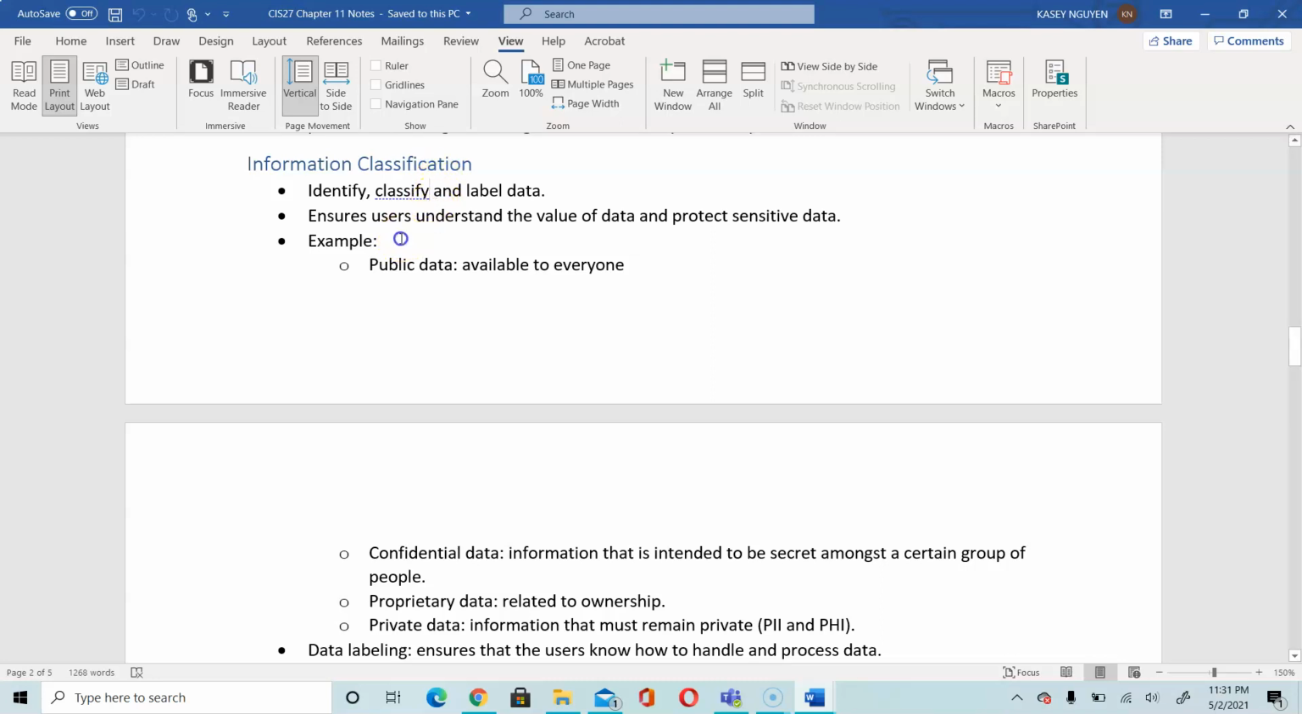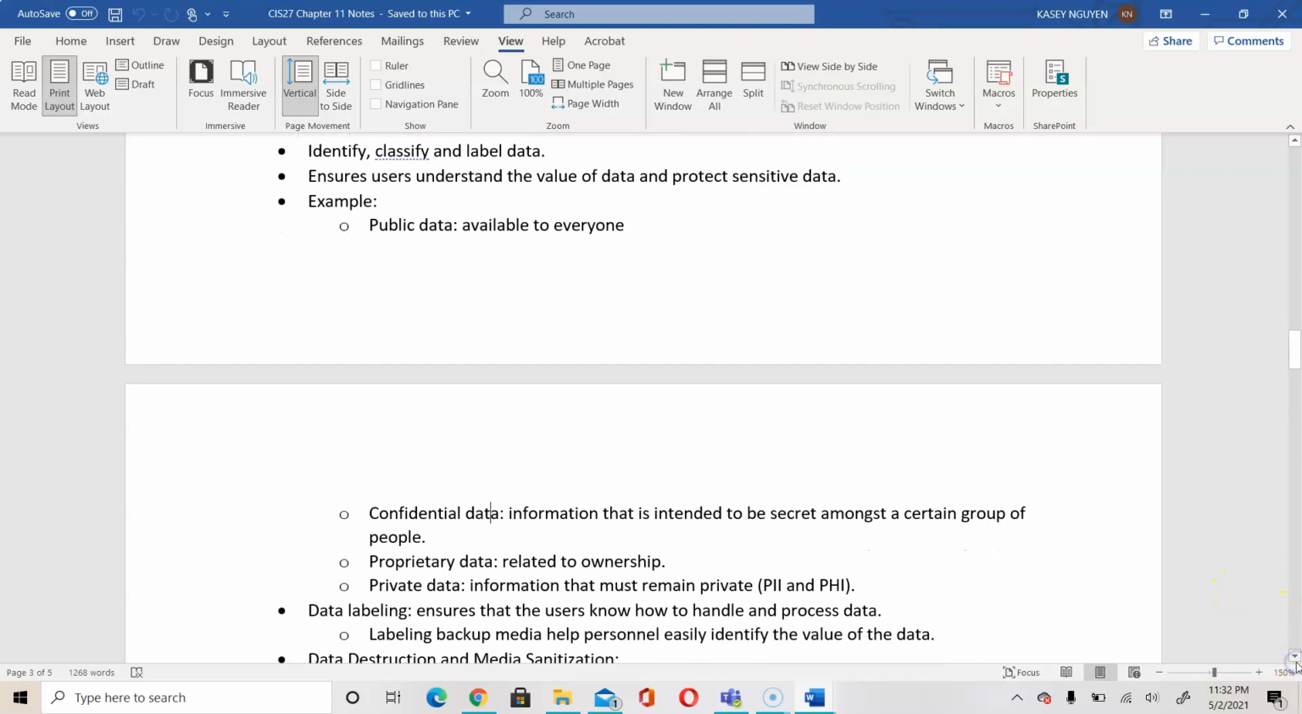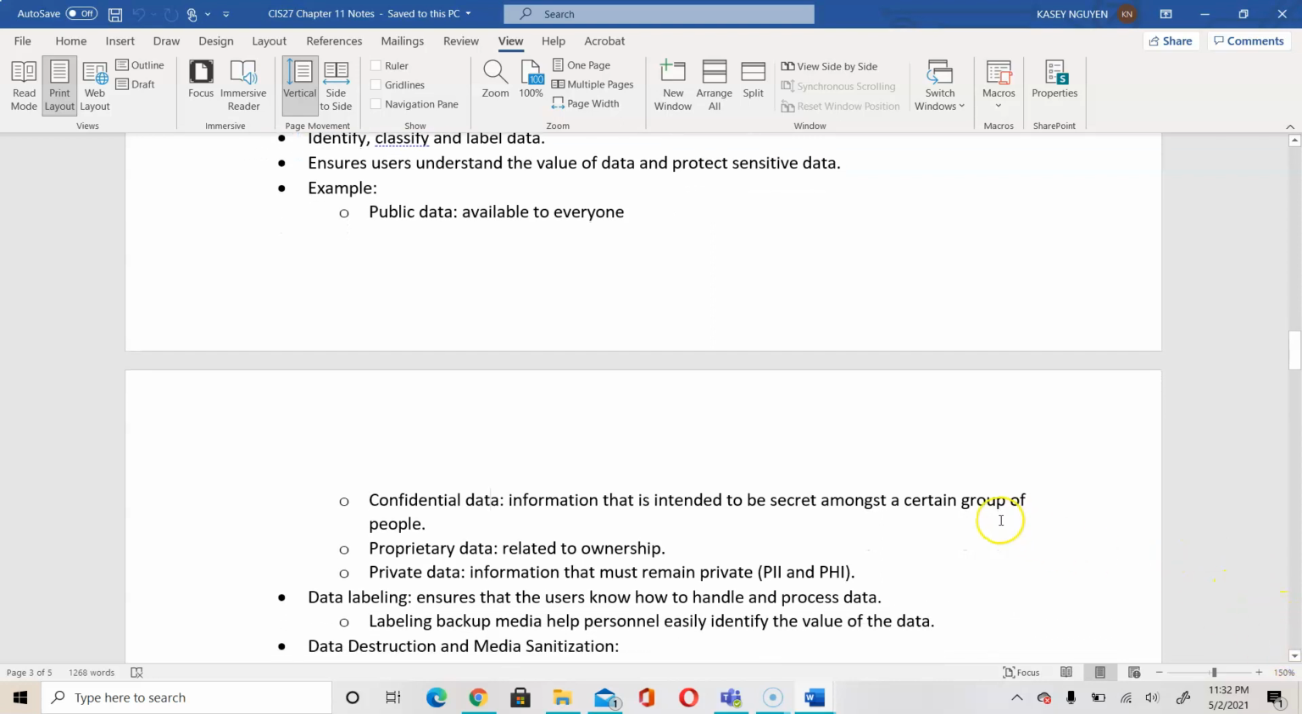The examples that I provided here start with public data. Public data is for everyone to see. It doesn't necessarily have to be just employees, it could be for everyone overall. Confidential data is information that is intended to be secret amongst a certain group of people. So confidential data could be just for employees only or just for managers only.